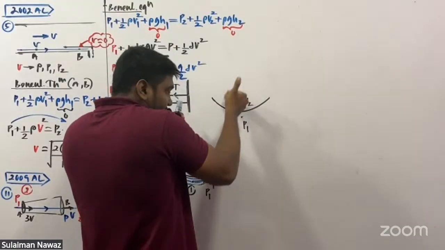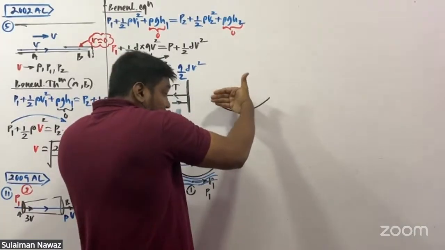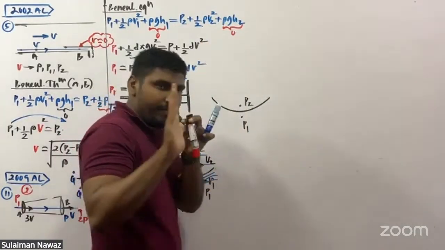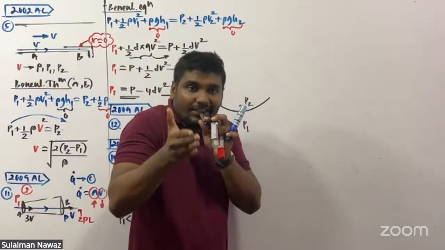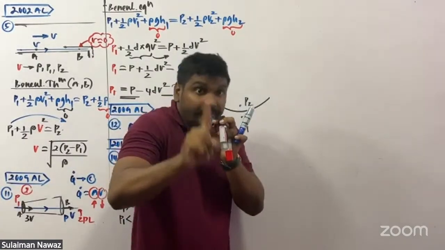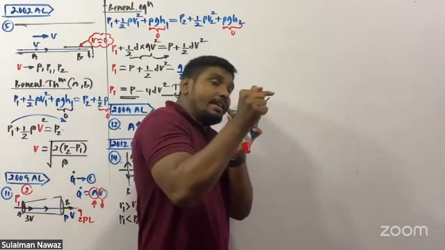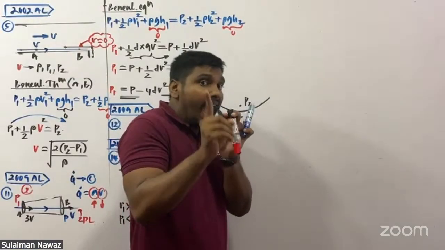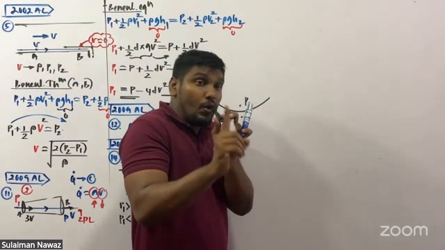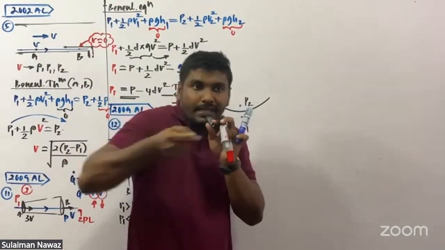We know that due to a pressure, the resultant pressure force is always acting perpendicular to the contact surface. Remember, the most important point: due to a pressure acting on an area, the pressure force is always perpendicular to that area, always towards the area. Most important point.